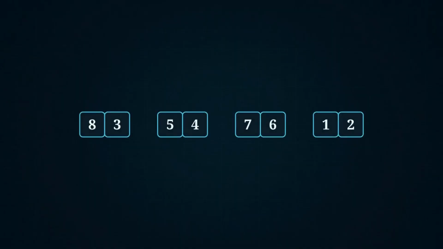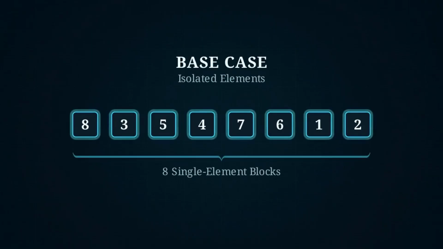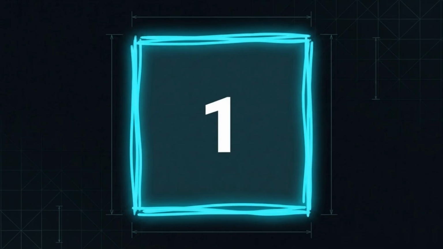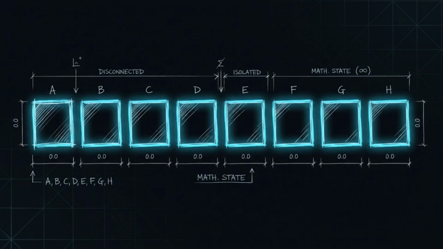The arrays split a final time. We are left with 8 completely isolated single-element blocks. This is the mathematical base case. An array containing exactly one element requires 0 computational logic to sort, because it is impossible for a single item to be out of order. By recursively halving the array, we have fragmented the original problem into 8 trivial subproblems, creating necessary conditions for the merge phase to begin reconstruction.